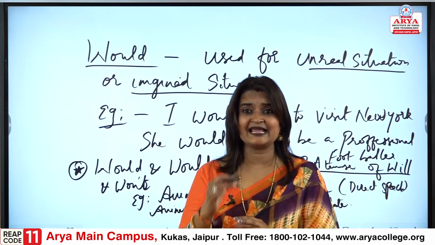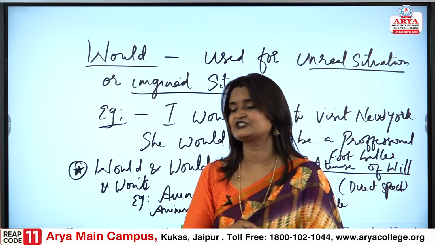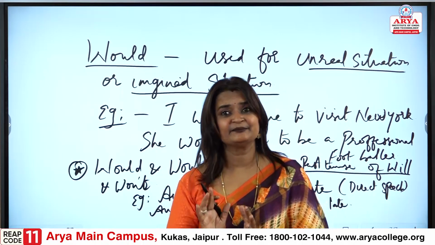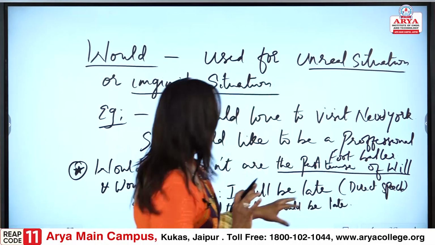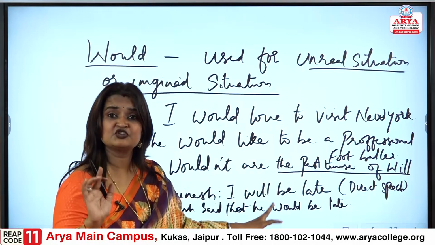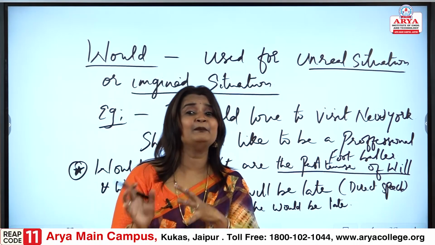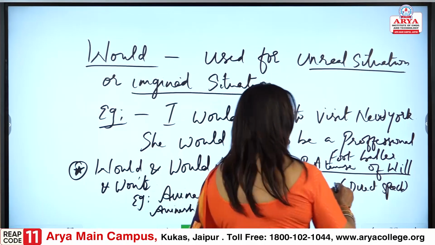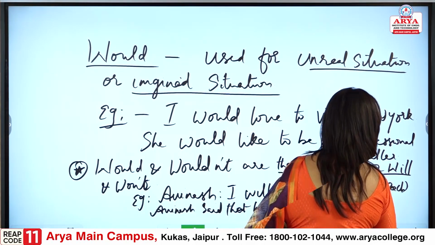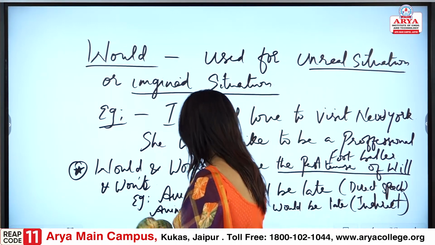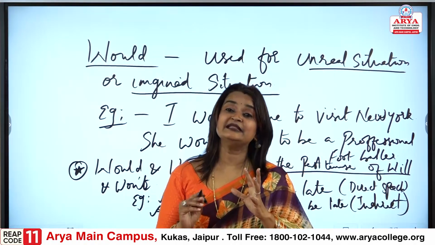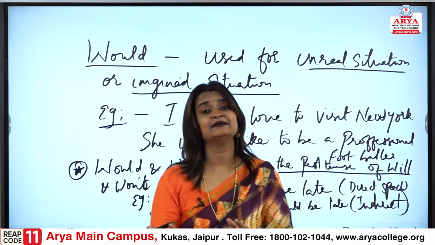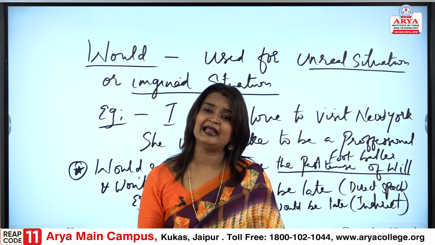Now, when a second person is telling some third person about Avinash, Avinash said that he would be late today. We will not use he will be late today. This goes to indirect speech then. Some other person is talking on behalf of Avinash. So in this case we would say Avinash said that he would be late today, or he would be late.